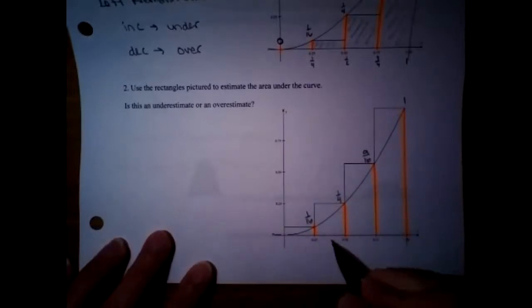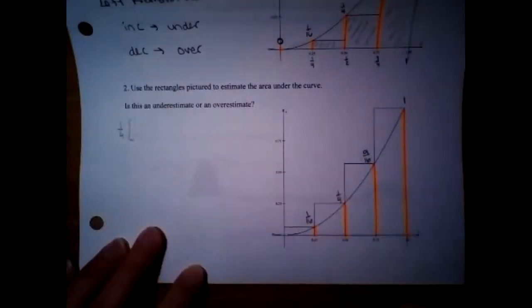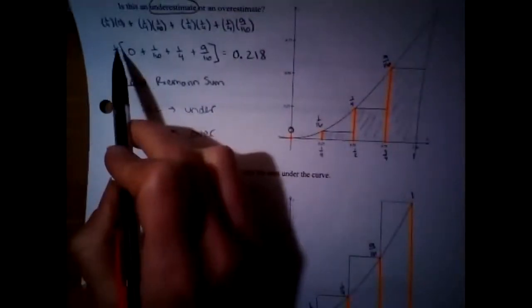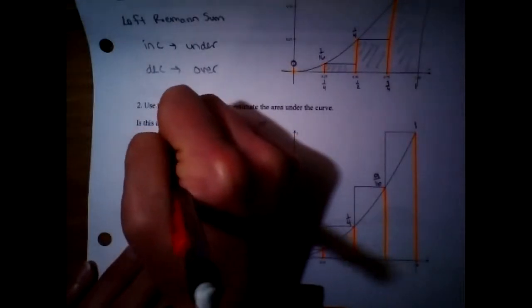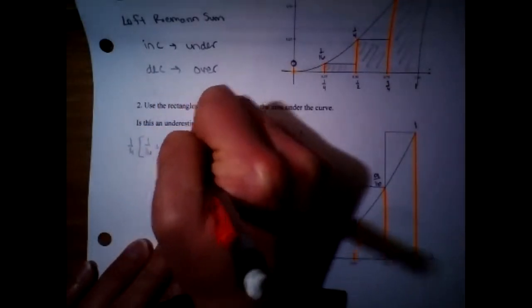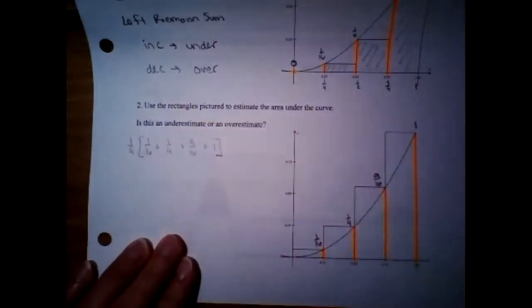And again, since all these subintervals are uniform, they're all 1/4 in length, you can write this as an abbreviated or factored version. You can take out the 1/4 and then just add up all the heights. So 1/16 plus a 4th plus 9/16 plus 1.